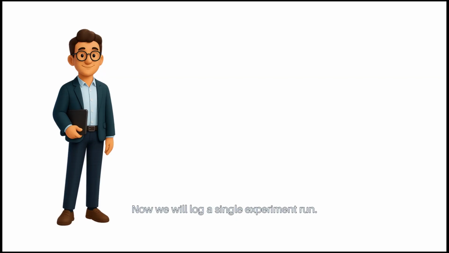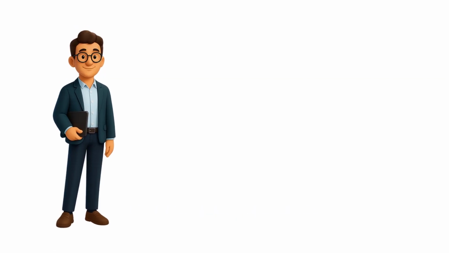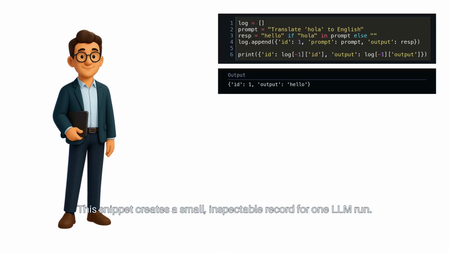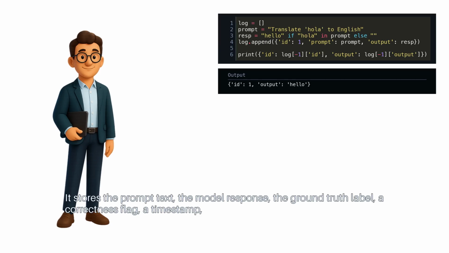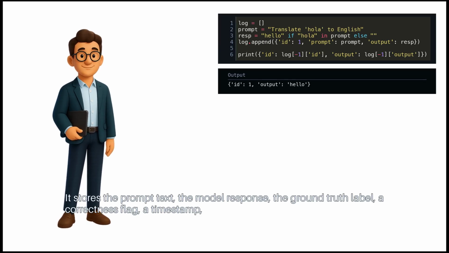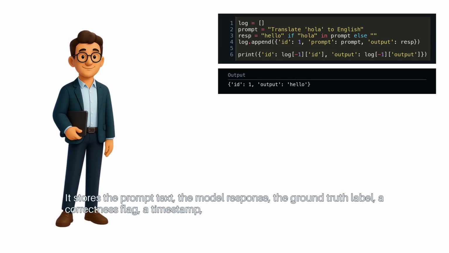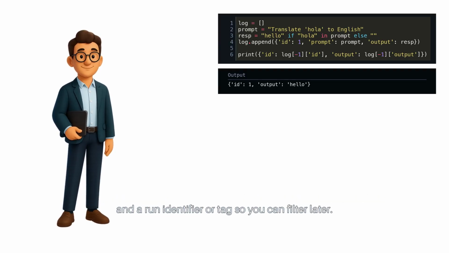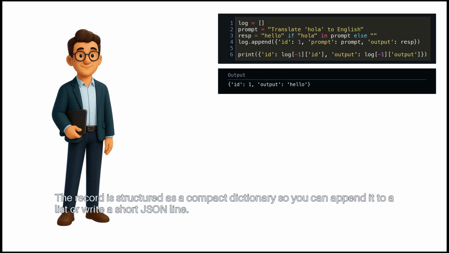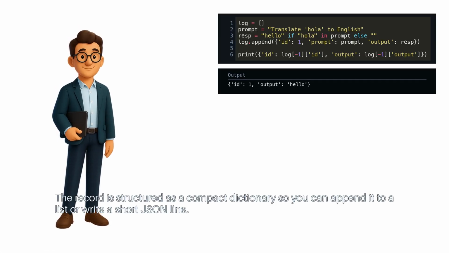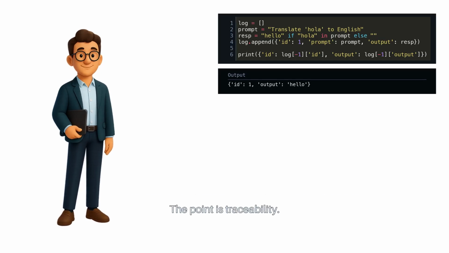Now we will log a single experiment run. This snippet creates a small, inspectable record for one LLM run. It stores the prompt text, the model response, the ground truth label, a correctness flag, a timestamp, and a run identifier or tag so you can filter later. The record is structured as a compact dictionary so you can append it to a list or write a short JSON line. The point is traceability.